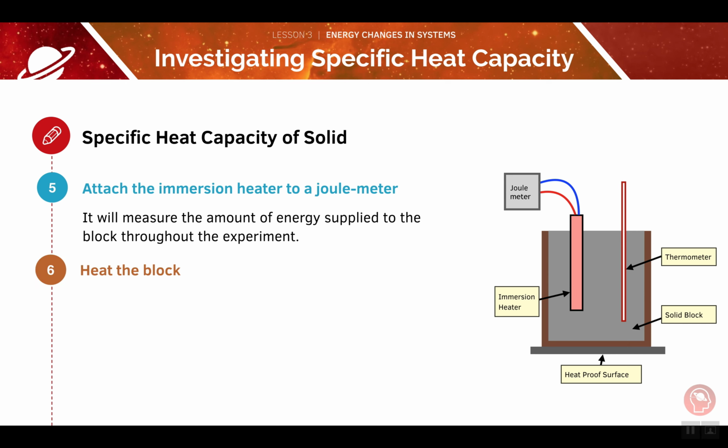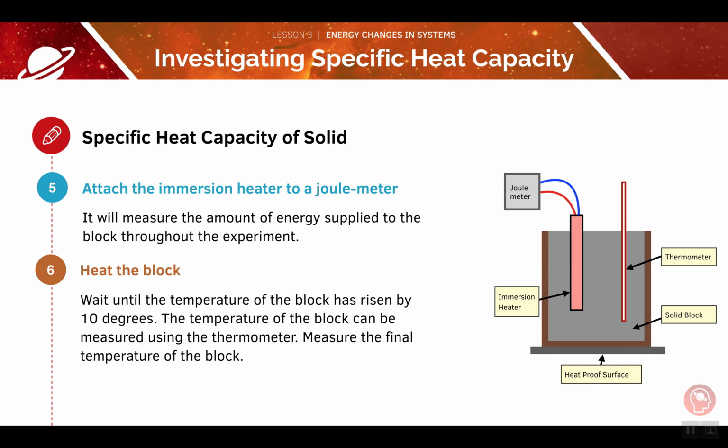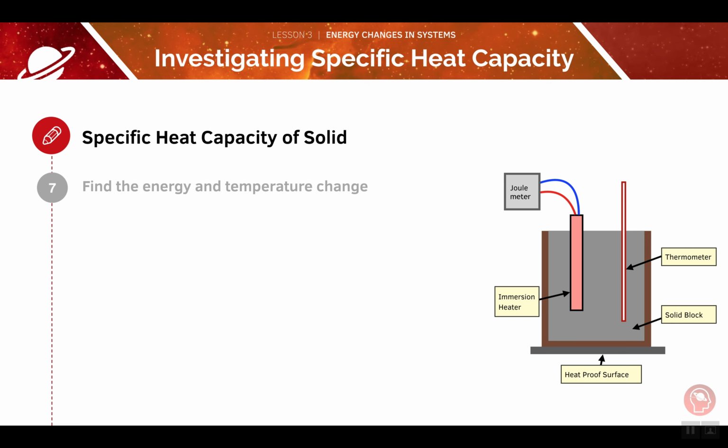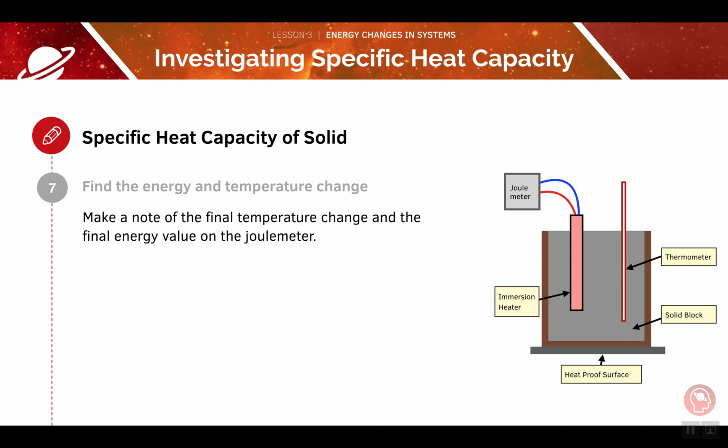Our sixth step is to switch on the immersion heater to start heating it up. Now, we need to wait until the temperature of the block has risen by 10 degrees. The heater is providing thermal energy to the block, which we can measure using the joule meter. We can measure the temperature of the block using the thermometer. We now need to measure the final temperature of the block. Now, we can find the energy and the temperature change. We should make a note of the final temperature change and the final energy value on the joule meter.